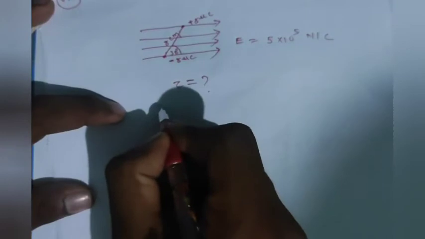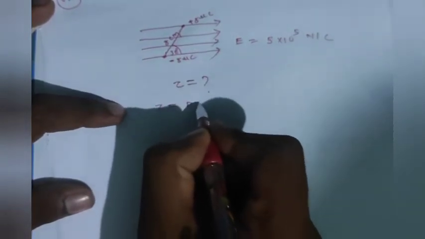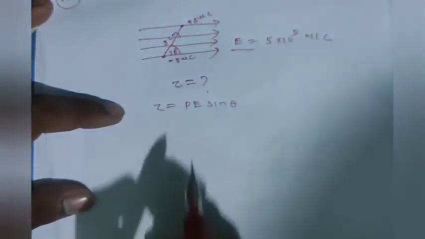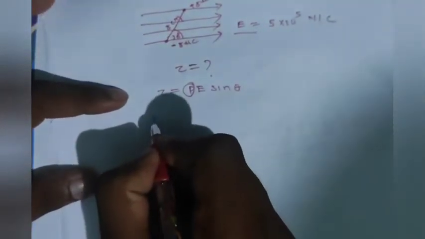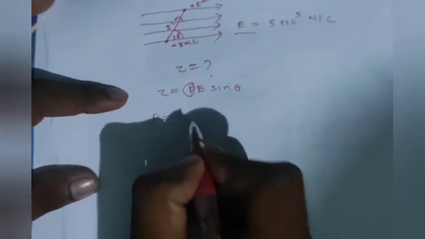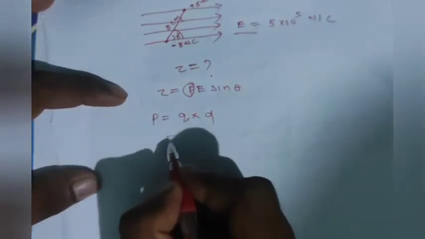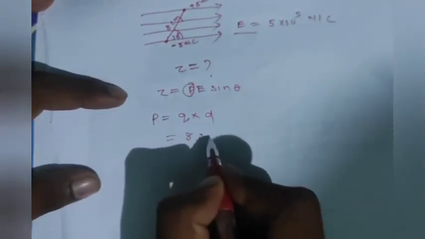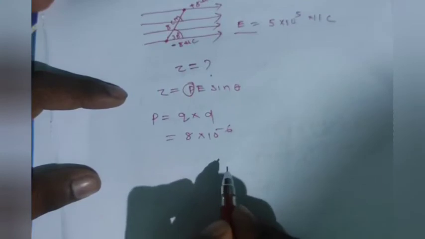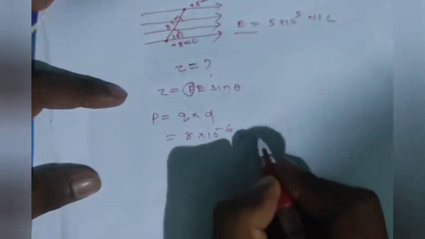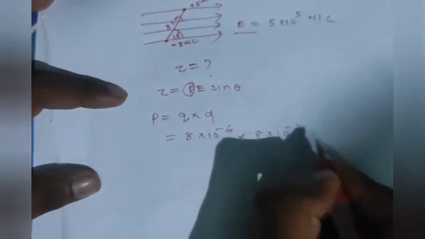So we know the formula, torque equals P E sin theta. E is given, theta 30 degree is given. If we calculate P, then we can easily get the torque. So how will P be calculated? We know P is equal to Q into the distance between the two charges of the dipole. So Q is how much? 8 microcoulomb, means 8 into 10 to the power minus 6 coulomb. Distance is how much? 8 centimeter, means 8 into 10 to the power minus 2 meter.